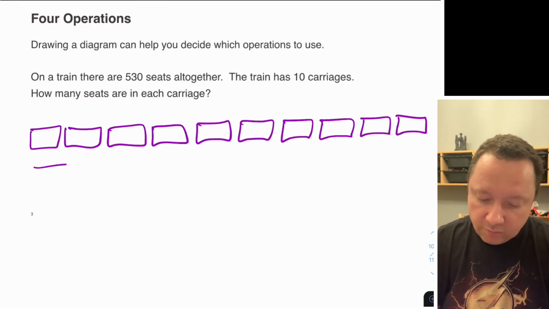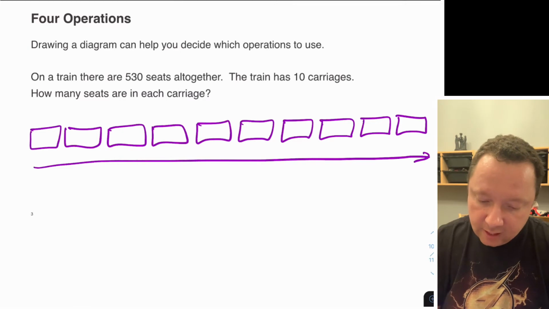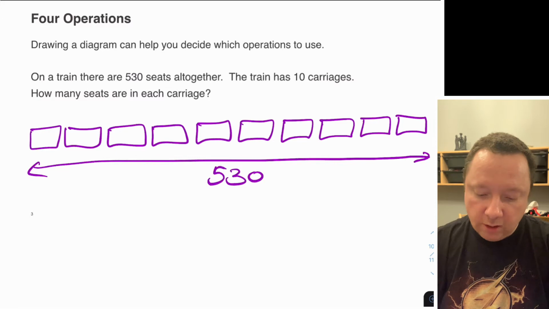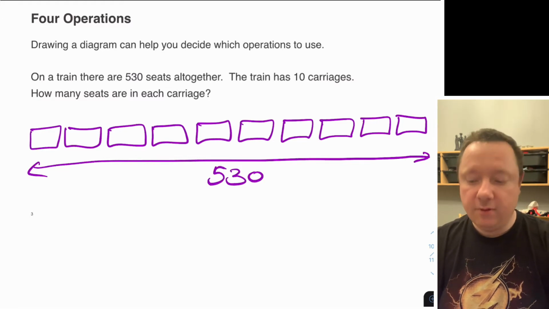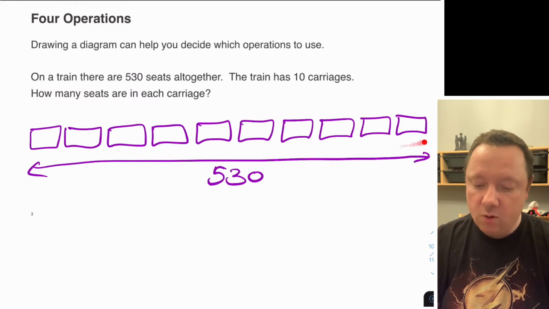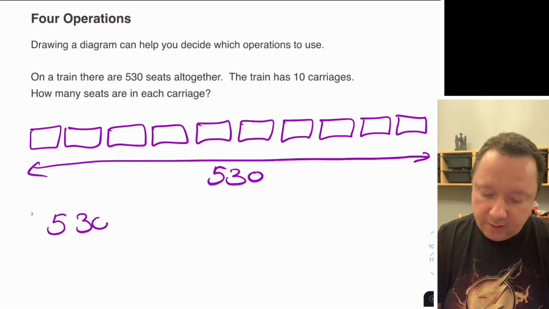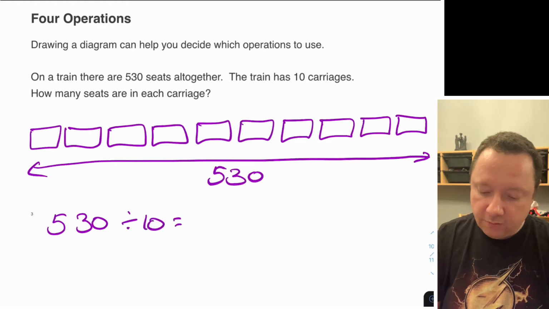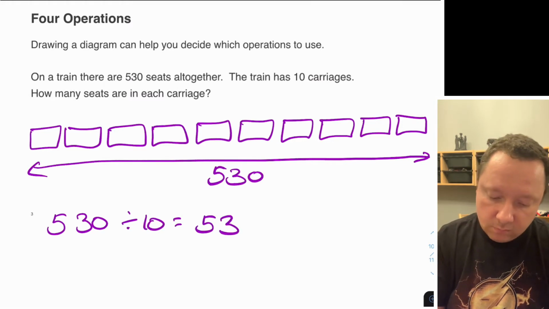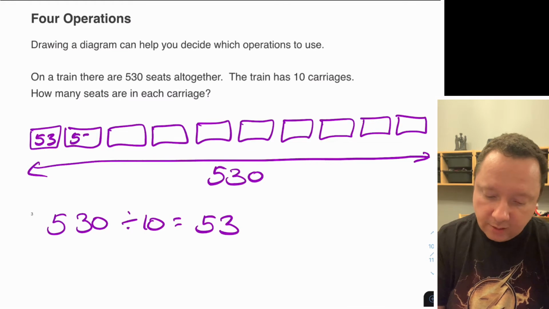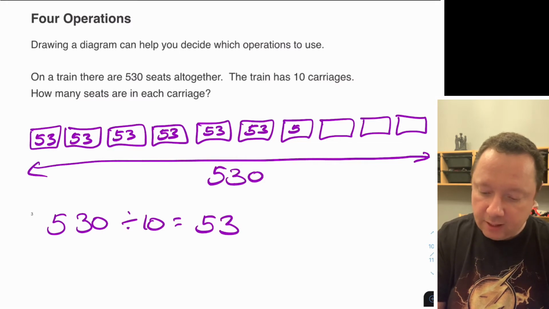And this time I know that the total of all of these is 530, and I want to work out how much goes in each box. So I need to divide 530 by 10 because I've got 10 boxes, 10 carriages. So I do 530 divided by 10, which is 53. We can check our answer by adding the 53s in each box, or doing 53 times 10 and see if we get back to 530.